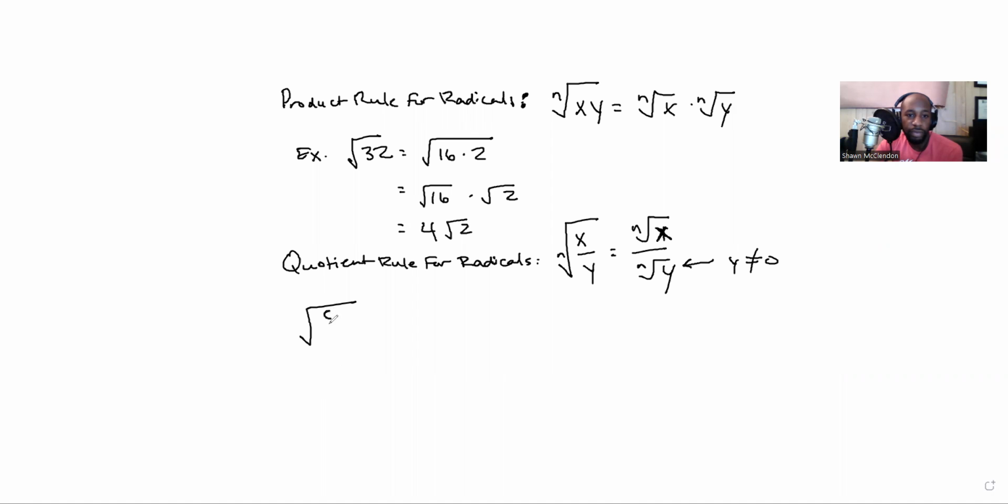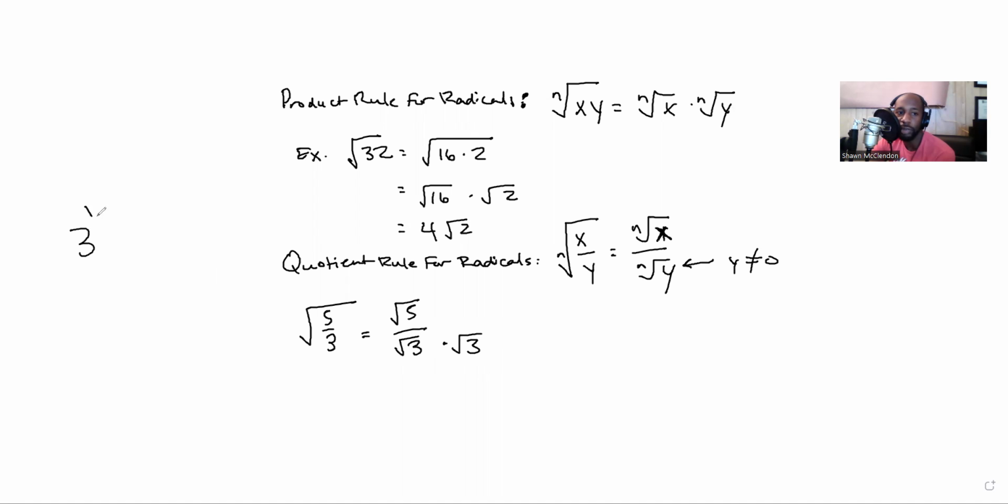So if you have the square root of 5 over 3, that's equal to the square root of 5 over the square root of 3. Now note another thing. You cannot have a square root in the denominator. You have to do what's called rationalizing the denominator, which is getting that root out of there. And so the way that you do that is you multiply that times the square root of 3, because the square root of 3 times the square root of 3 will just be 3.